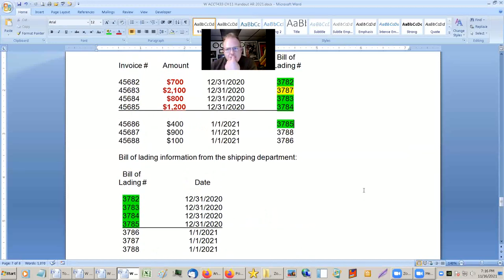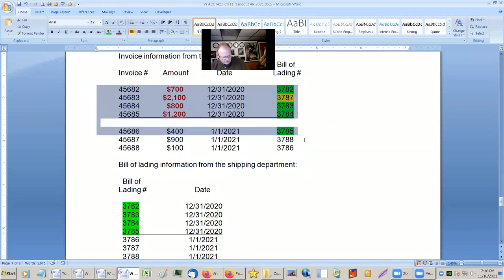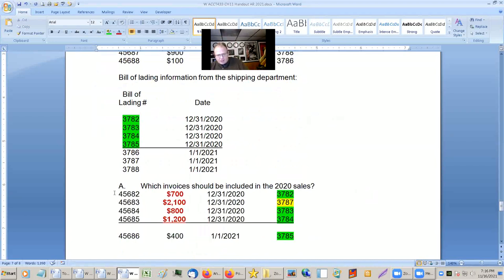I think this came out of a CPA exam problem. The ones in green should have been included. Yep. So only these ones in green. So here is what they should have there. I'll clean up in a second here.